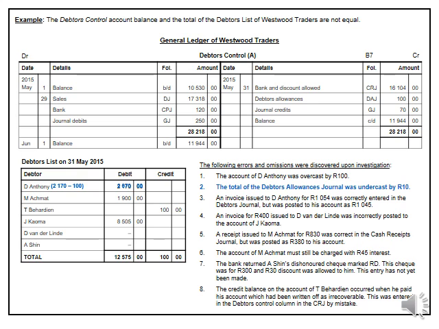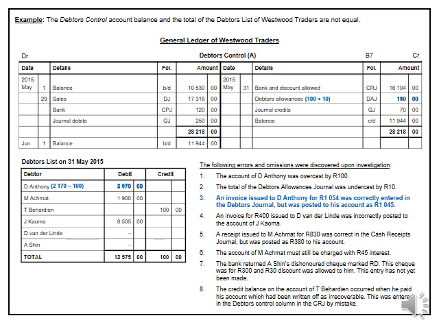The second one, the total of the debtors allowance journal was undercast by 10 Rand. So the totals of the journals are only posted to the general ledger, which means it will only affect the debtors control account. Again, we will start off with the balance amount that we have already been given, 100 Rand. And since it's undercast, it means too little, we will have to add 10 Rand to it to fix it.